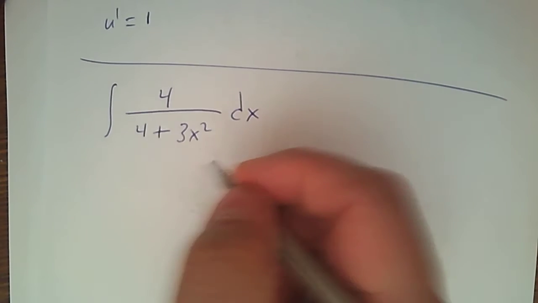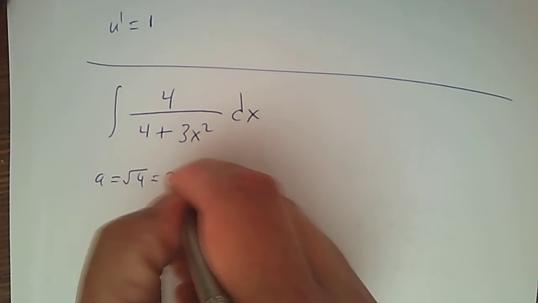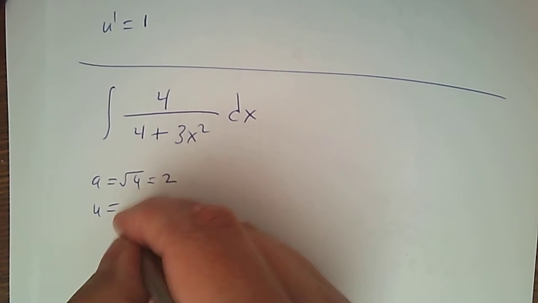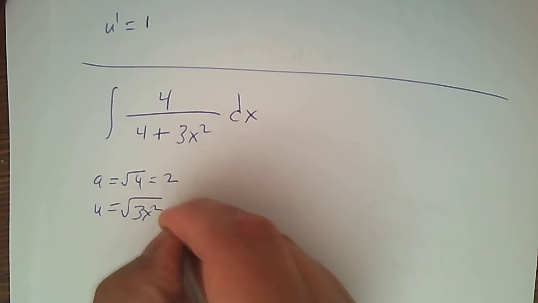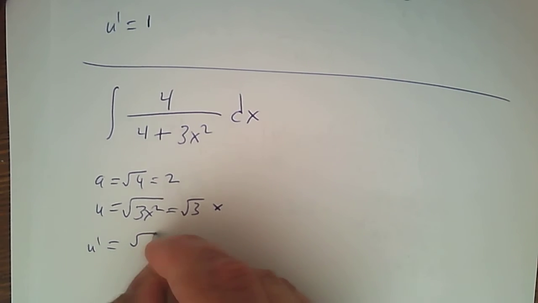So we're going to start the same way. We're going to start with a. A is the square root of 4, which is 2. U is the square root of 3x squared, which is root 3 x. And then u prime is root 3.